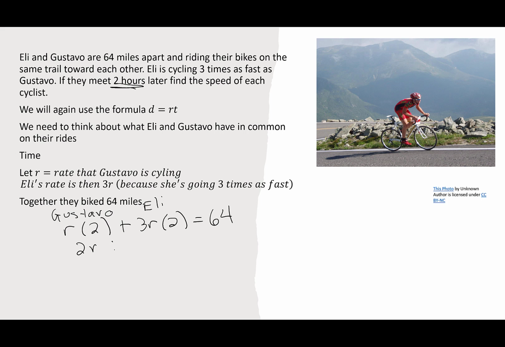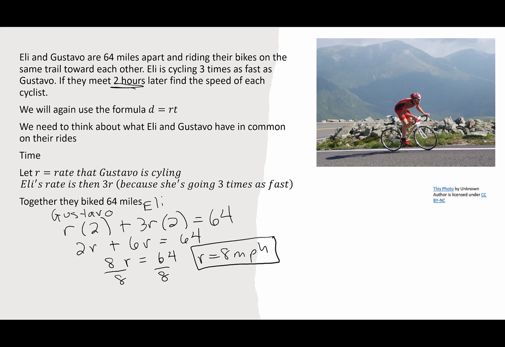So this says 2R plus 6R is equal to 64. So 8R is 64. When I divide by 8, this says that Gustavo's going 8 miles per hour.